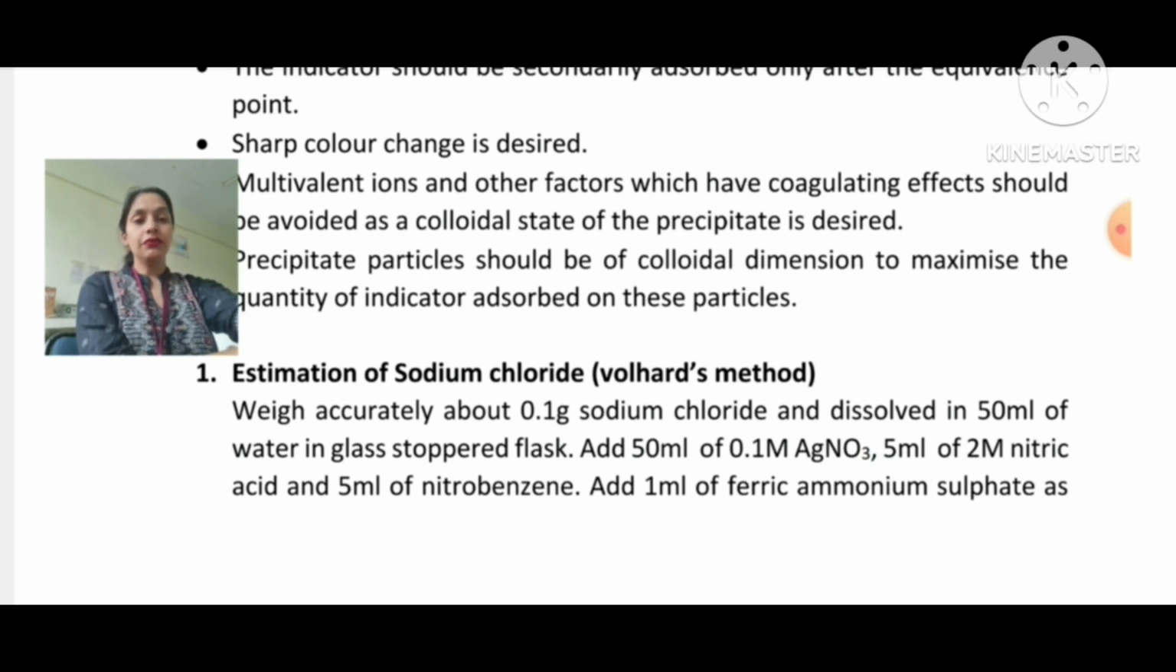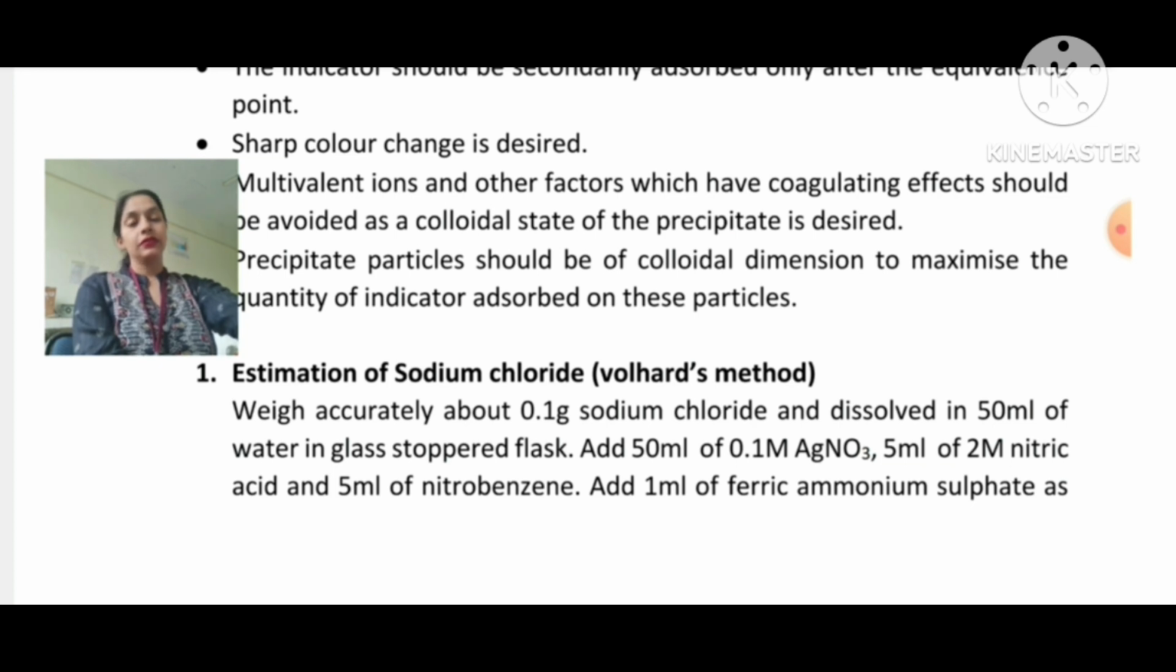In this method, we take 0.1 gram of sodium chloride and dissolve it in 50 ml of water in a glass stopper flask. Then we add 50 ml of AgNO3, and the concentration of AgNO3 should be 0.1 molar.